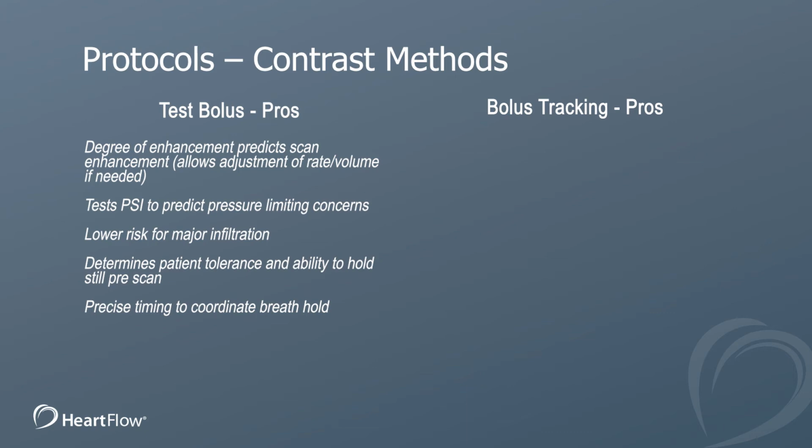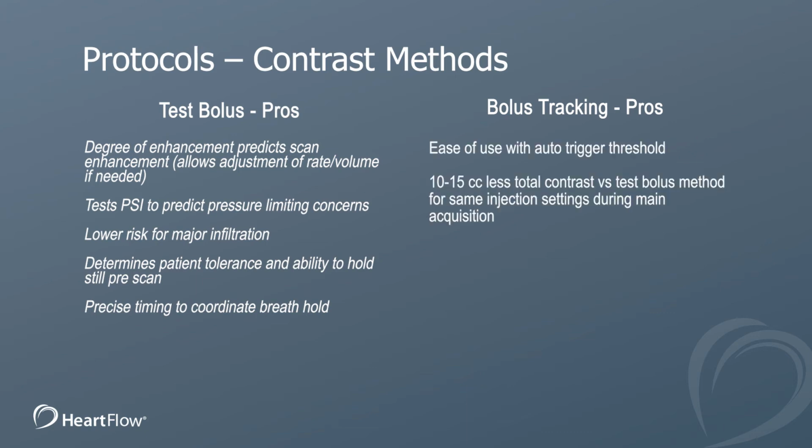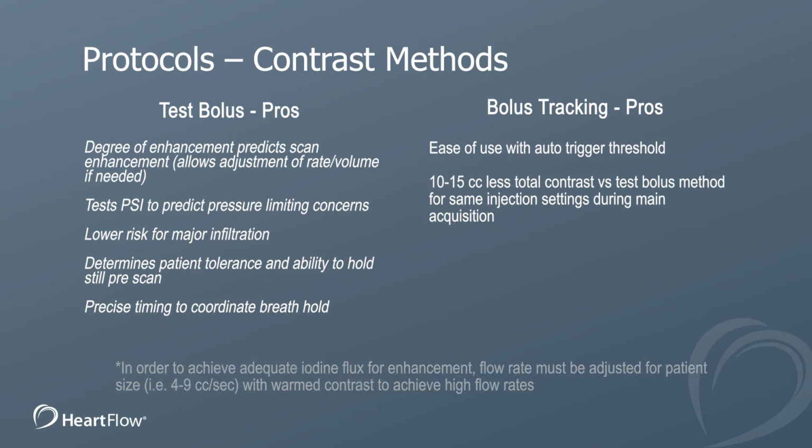Bolus tracking is the other method of image acquisition. The advantage of bolus tracking is that it can be easier and you can use less contrast. So you avoid the 10 to 15 cc's of contrast that you may have used for your test injection. It's important, regardless of which technique you use, that you are able to achieve the high flow rate needed for coronary CTA for the patient.